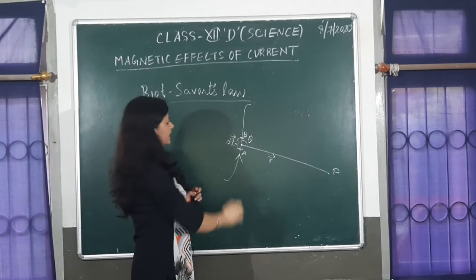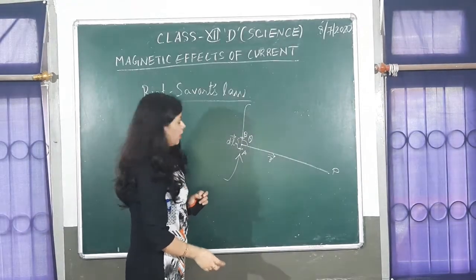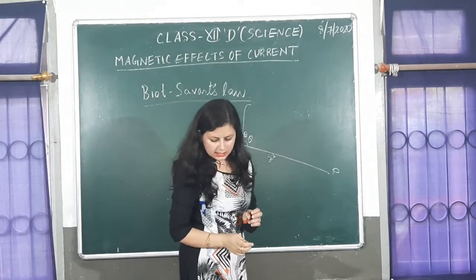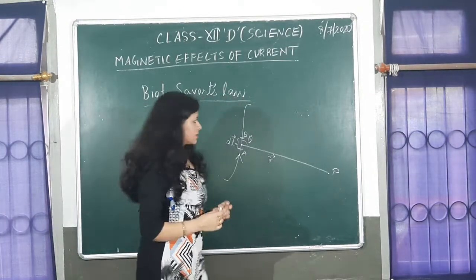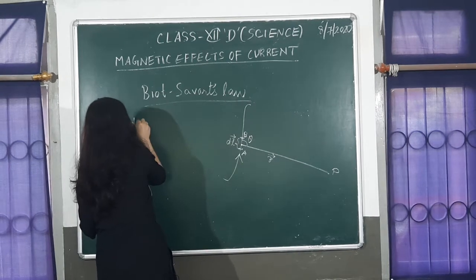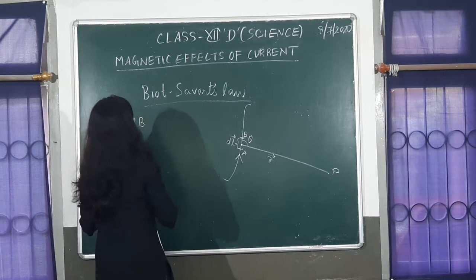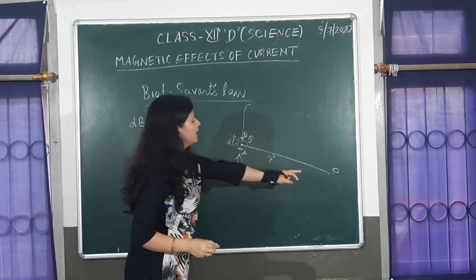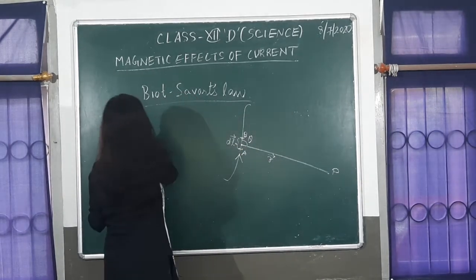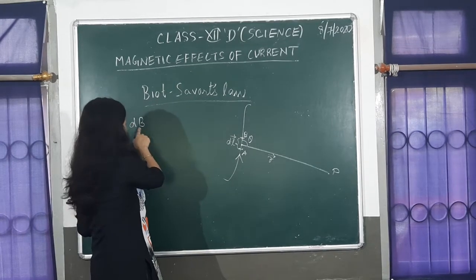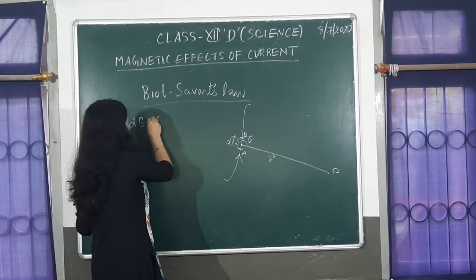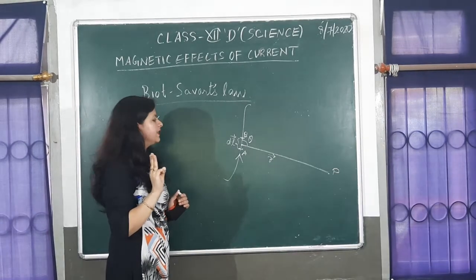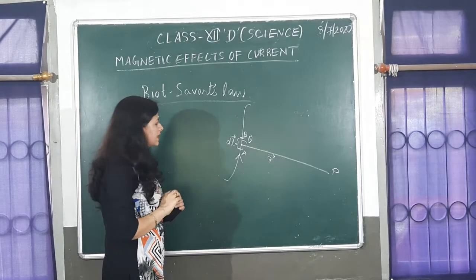So that is it regarding the diagram. Now what does this law state? It states that the magnetic field induction dB, we are taking dB because we are taking a very small current element, due to which the magnetic field induction will not be a very big value. So small magnetic field induction at the point P, dB, is proportional to, not one thing here, there are three things which will decide the amount of magnetic field induced at the point P.